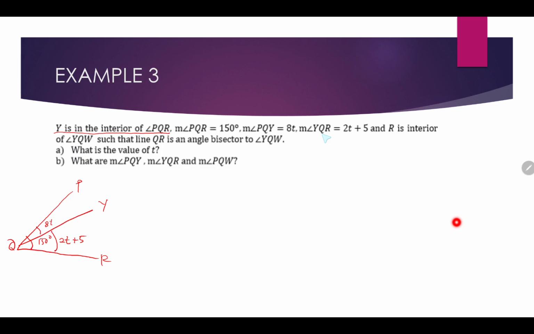Y, Q, W is not here. But we know that R is the interior, so meaning that W is here. Okay, so R is the interior of angle YQW, such that the line QR is the angle bisector of YQW, meaning that the measurement of this angle here is also 2T plus 5 because QR is the angle bisector. So our figure is like this.